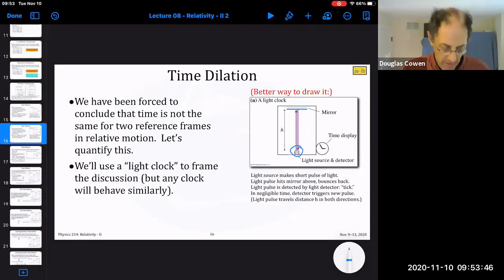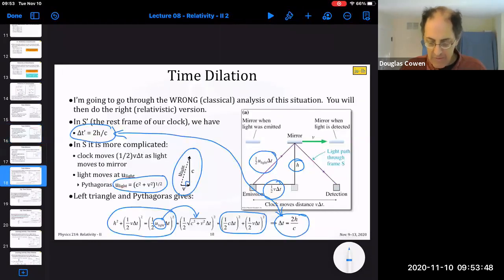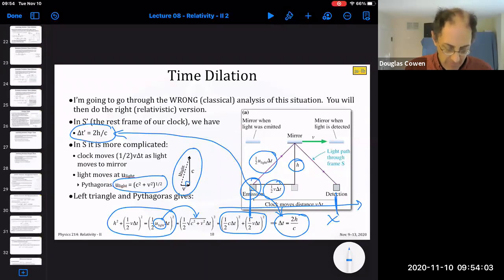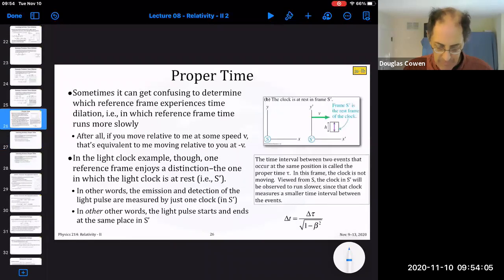S prime reference frame. On the other hand, if you're in the S reference frame and you're looking at it, you see the light emitted over here. So here's your X axis. You see it emitted over here at this value of X and detected over here at this value of X. So there's some distance between those two, obviously.